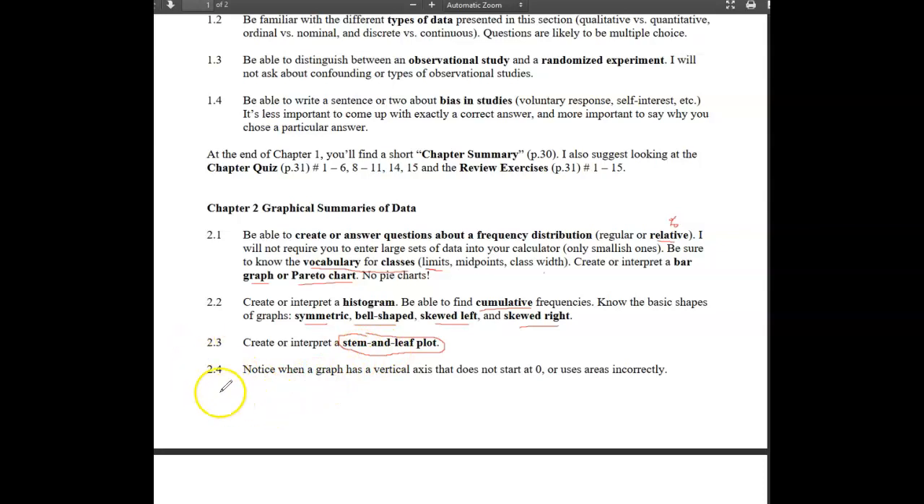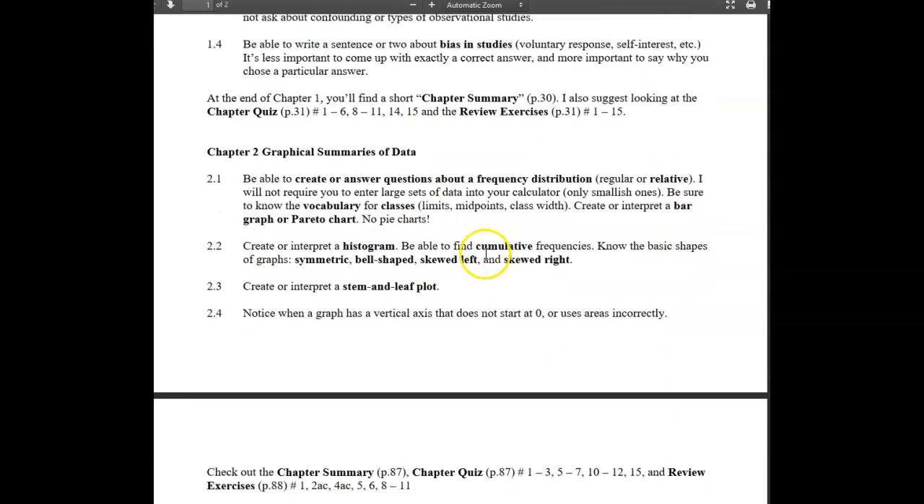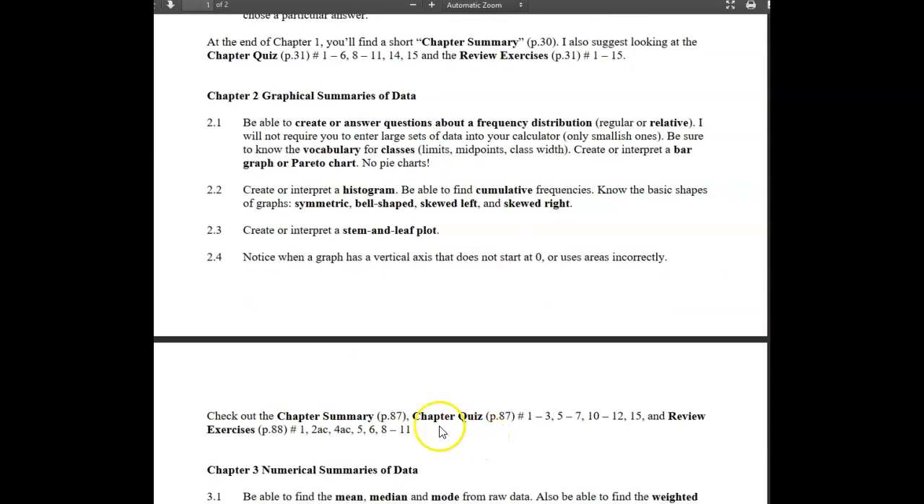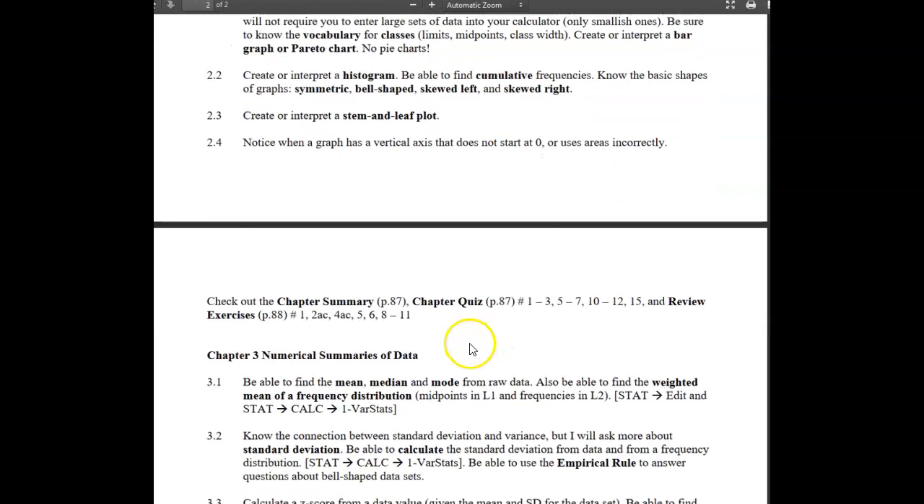And 2.4, again, not too much from this section. The biggest one is definitely the idea about a vertical axis that does not start at 0. And why is that a problem? It really overemphasizes differences between heights of different bars, maybe more than is appropriate. And then the area thing, I know that's more vague, so don't worry about that one so much. All right, so that's Chapter 2. And again, on the next page, I've got your chapter summary, chapter quiz, and review problems to take a look at just for more variety.